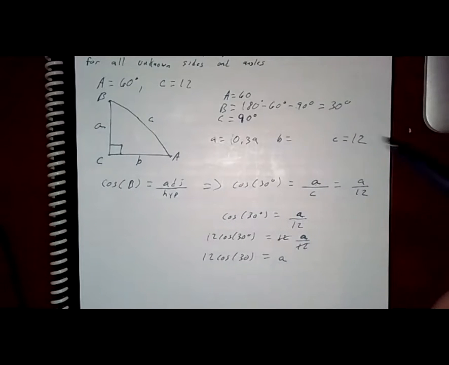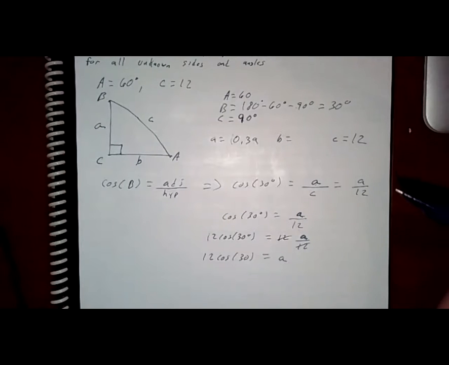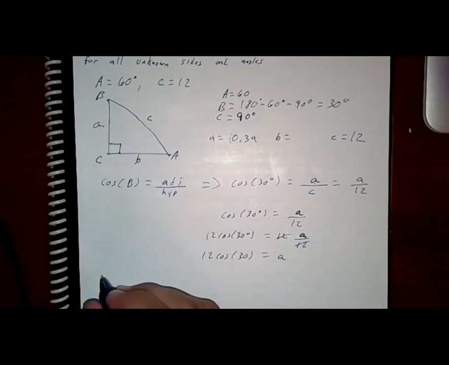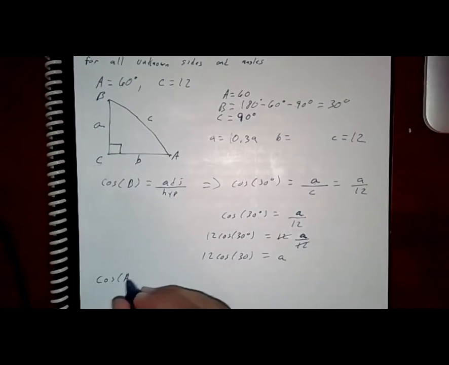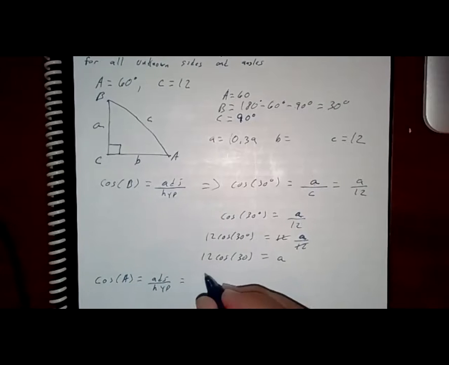So we have an A and a C. Technically you could do the Pythagorean theorem to find B, but I'm going to stick with the trig functions just because. So I'm going to use cosine of capital A to find the missing B because it's adjacent. So cosine of capital A is equal to adjacent over hypotenuse, which is equal to B over C.